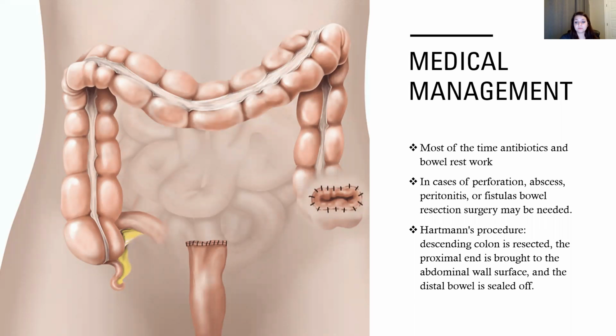So medical management would be, most of the time, that antibiotics and bowel rest work, but in cases of peritonitis or fistulas or abscesses, we might have to do a bowel resection surgery. Hartmann's procedure is where the descending colon is resected. Like in this picture, you see the descending colon is cut and brought up to the surface to form a stoma, and then the distal bowel is sealed off.